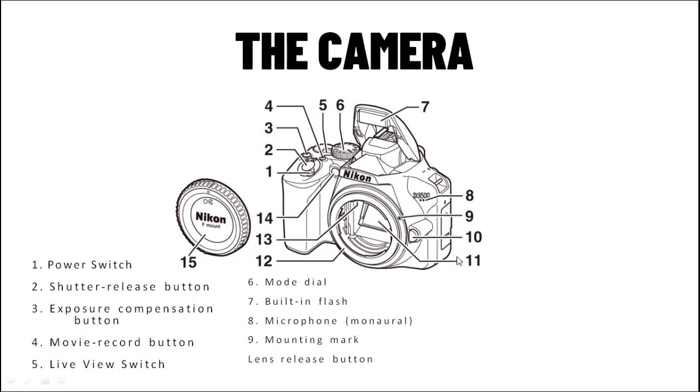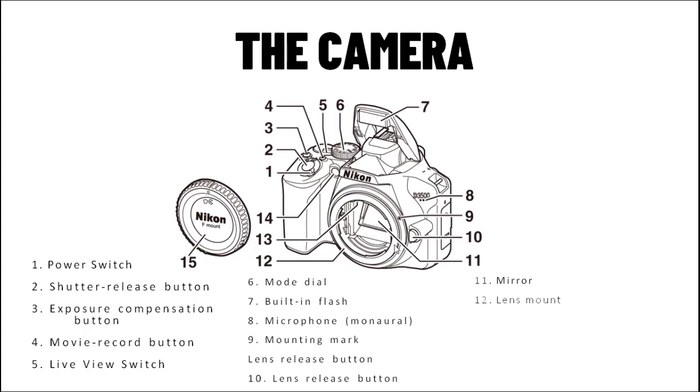And then number 10 is our lens release button. Now number 11 is our mirror. We mentioned this in our previous class. This is a mirror that flips open and closes, and that is what makes this camera a DSLR camera. When you press the shutter button, this mirror will go up, and the image you are focusing through this lens will get to the sensor. Now the sensor is directly behind this mirror.